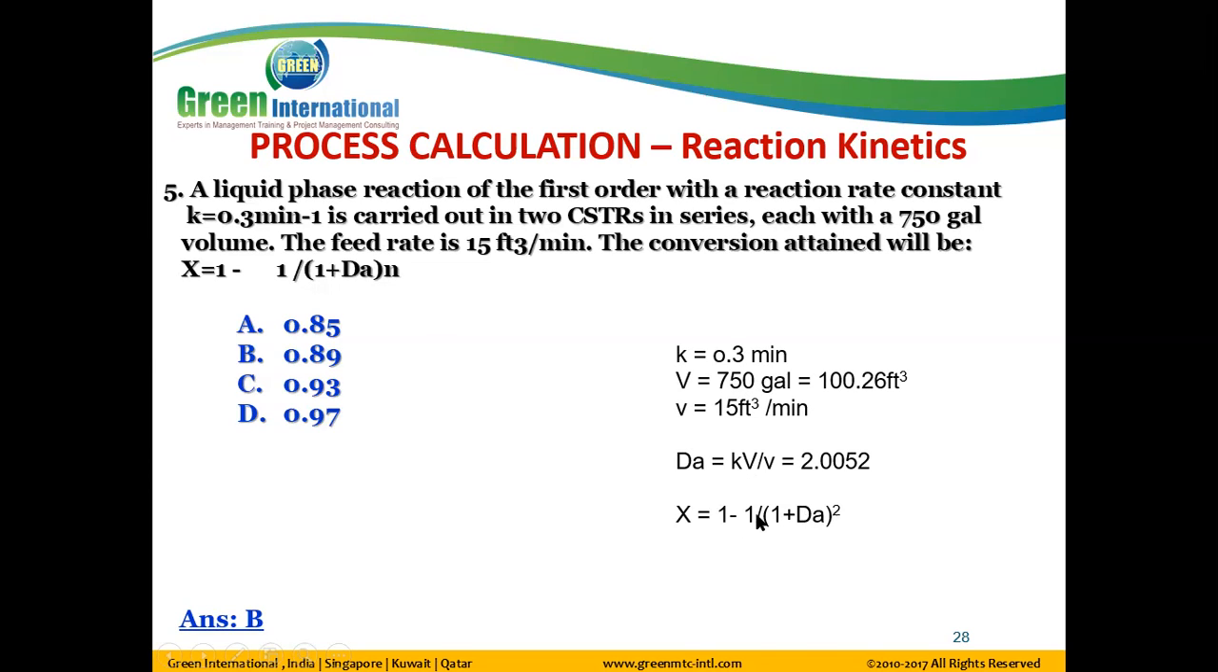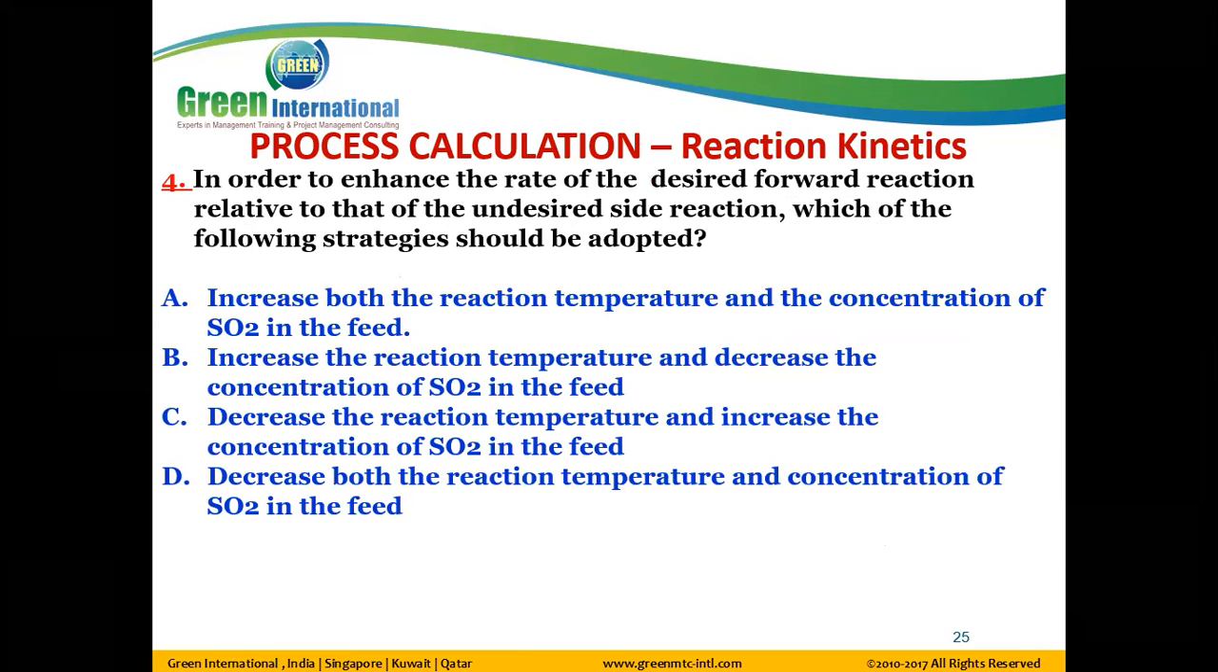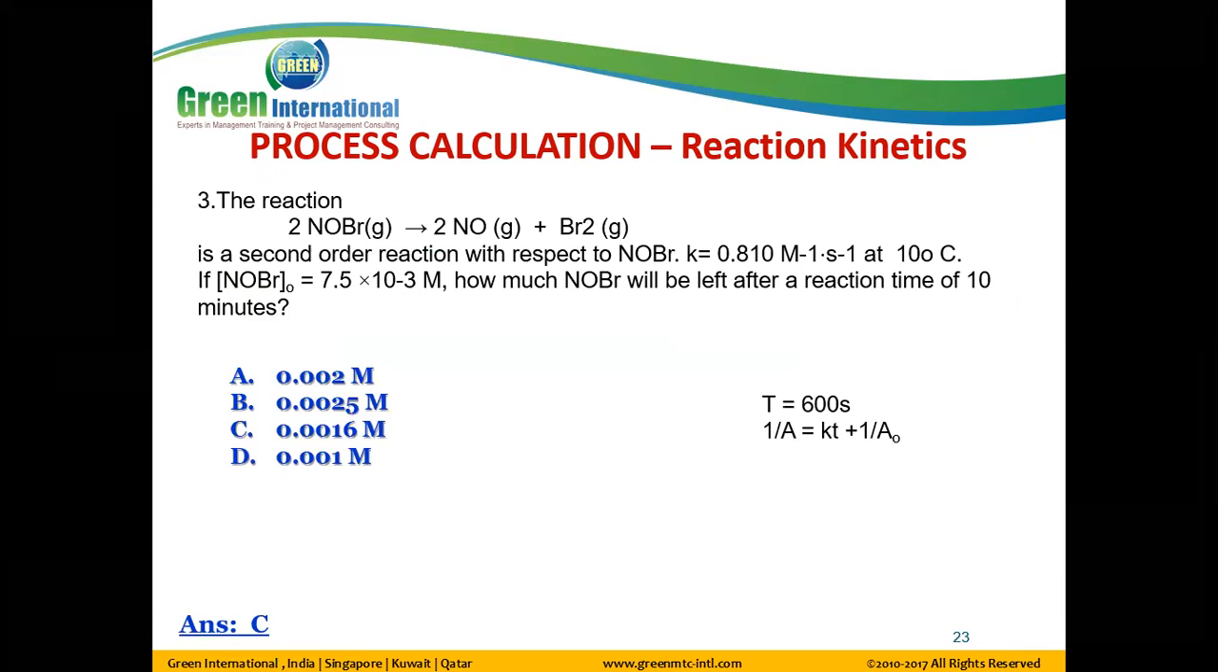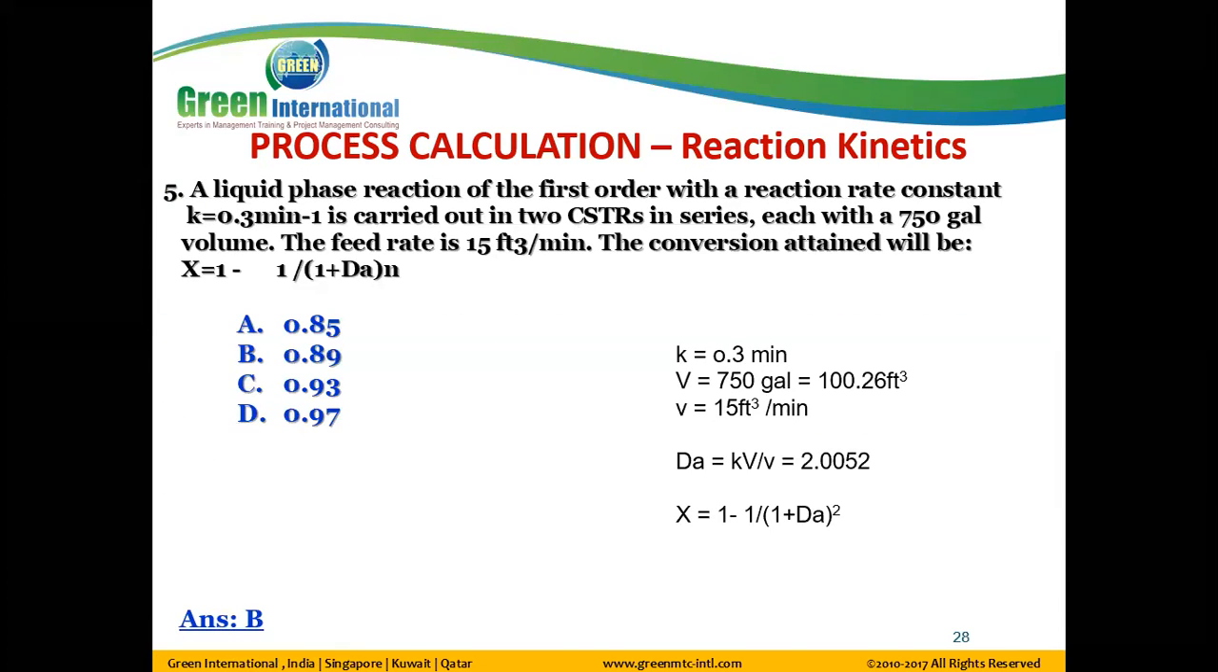Then the formula X equals 1 minus 1 over (1 plus Da) to the power n, with n equal to 2, you can substitute here. So the Damköhler number is nothing but tau times k. Tau is the volume divided by the volumetric flow rate. That gives tau, so tau into k gives the Damköhler number. From there you can calculate the percentage of conversion. This is a repeatable question, a previously asked question. Questions 4 and 5 are being asked.